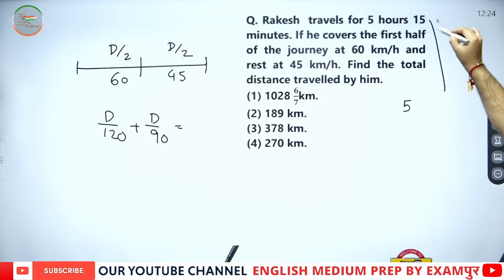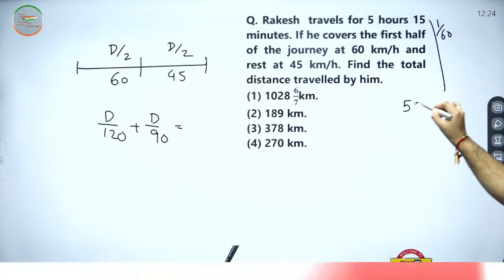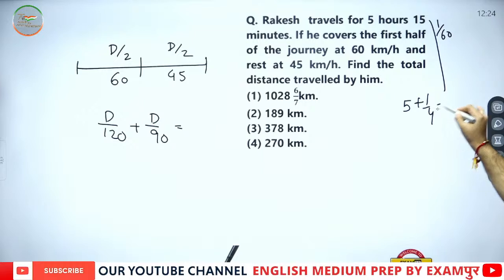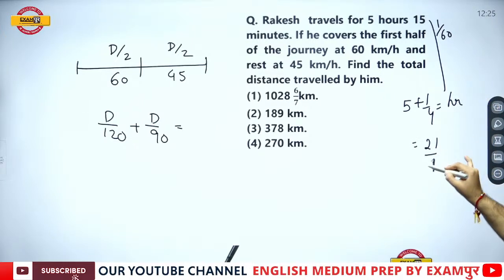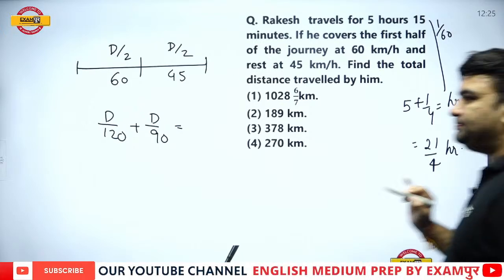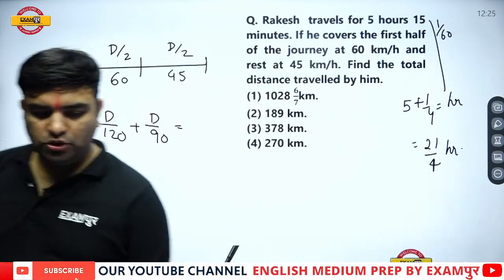15 minutes can be written, dividing by 60, as 5 plus 1 by 4 hour, which is 21 by 4 hour.